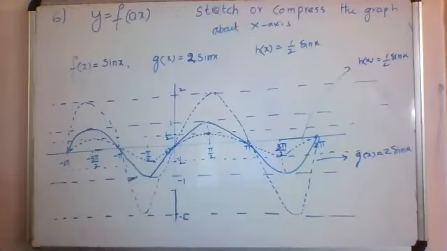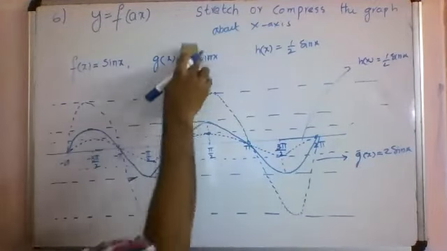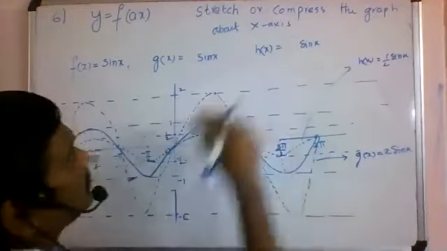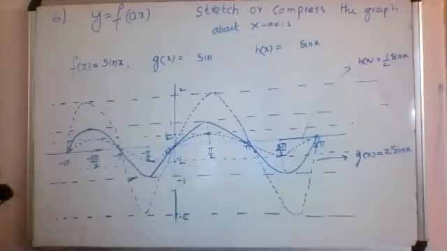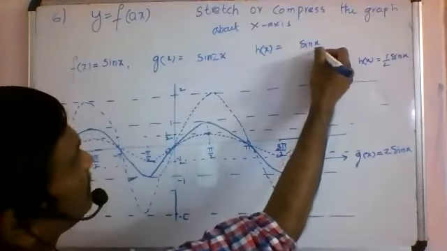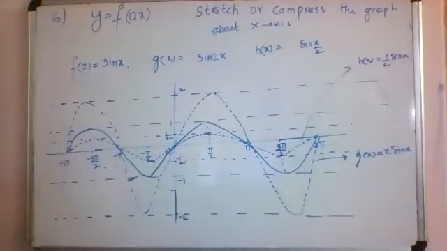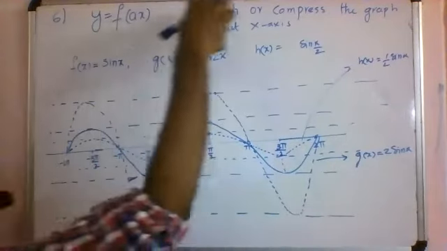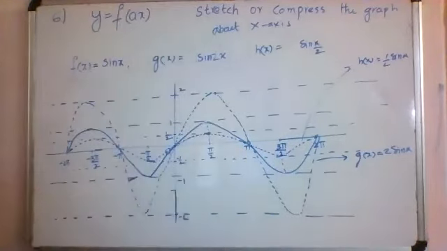Let me take the same example, sin x. g of x and h of x would become of this type, which means it becomes sin 2x and here it becomes sin x by 2. Is it not? If a is greater than 1, stretch. If a is less than 1, compress. Sin x by 2.